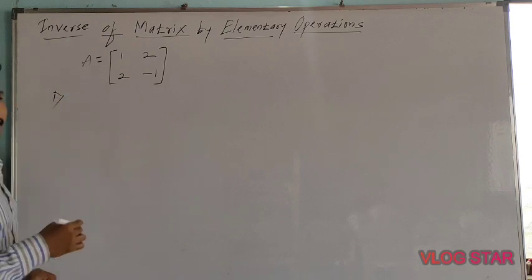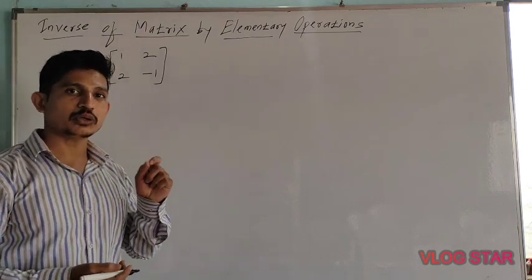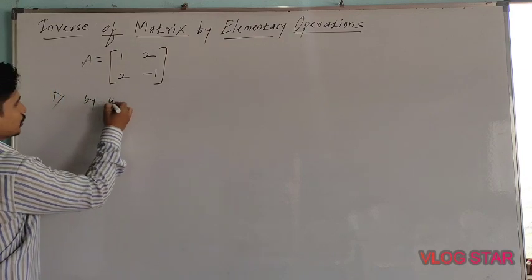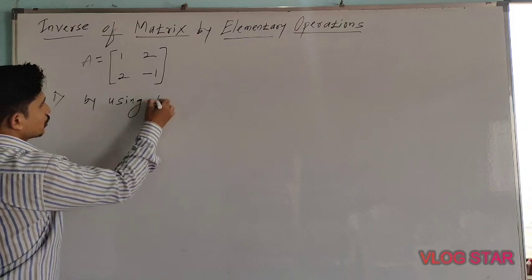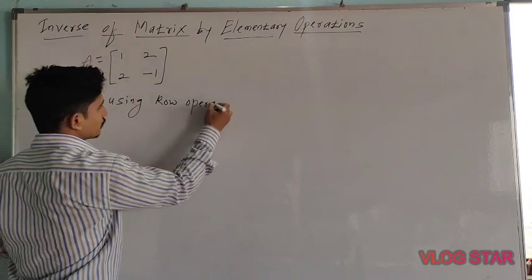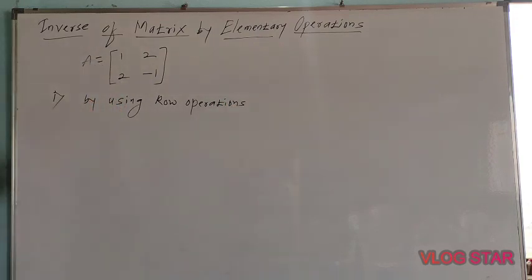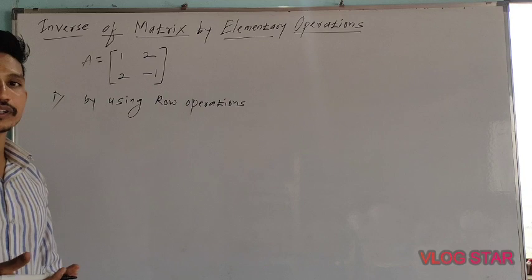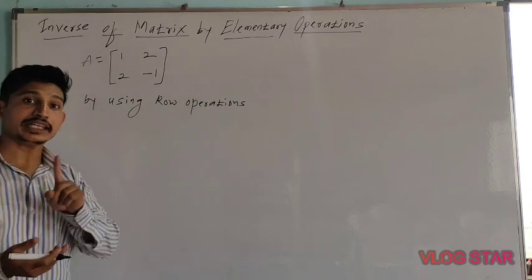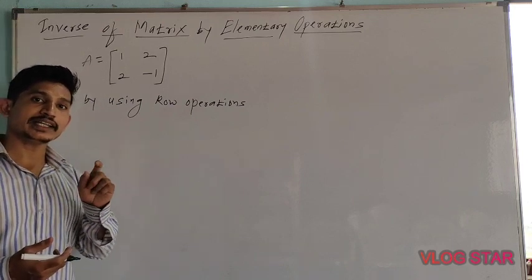First, I will find the inverse of this matrix by using row operations. So I will write here, by using row operations. So I am going to use row operations now. To use this row operation, I am going to use one equation here. What is that equation?